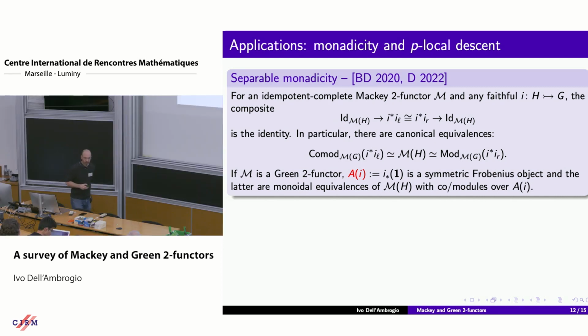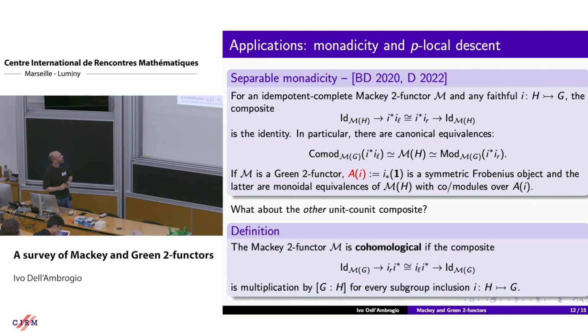So you might have a question, okay, you have two adjunctions for every I, but you have a unit co-unit composite here, but you also have another unit co-unit composite. So what about the other unit co-unit composite? Is it helpful? Is it the identity? Well, it's never the identity, essentially. But sometimes it's invertible, and it's really useful to know when it is. So let's define the following notion.